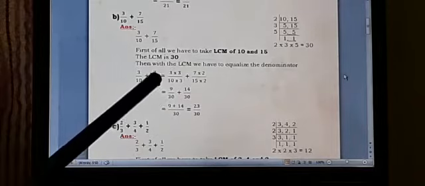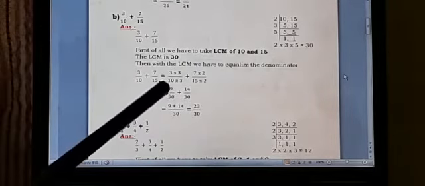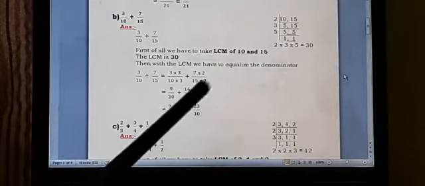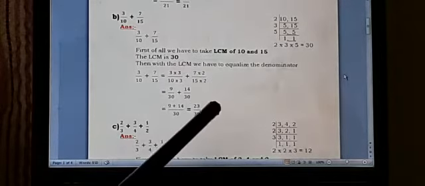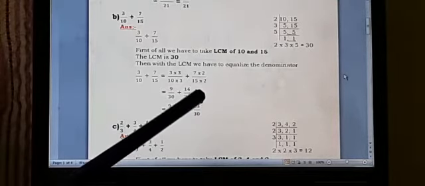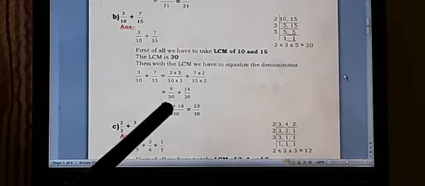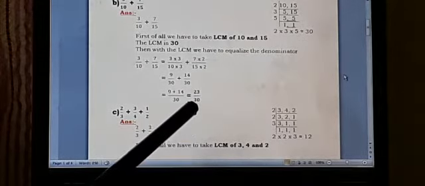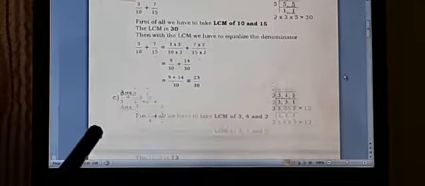Next fraction, 7 by 15. 15 is the denominator. With the 15, multiplying by 2 we will get 30. That same 2 we have to multiply with the numerator also. So the fraction is 14 by 30. So now the denominators are the same. We can add the numerators. So the answer is 23 by 30.